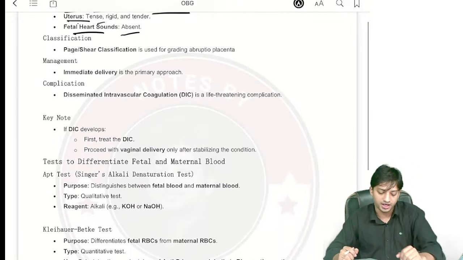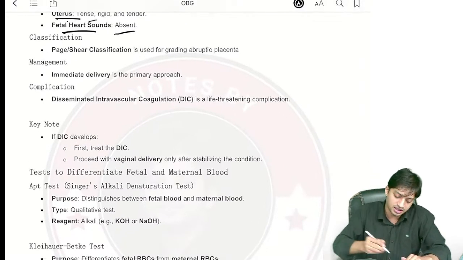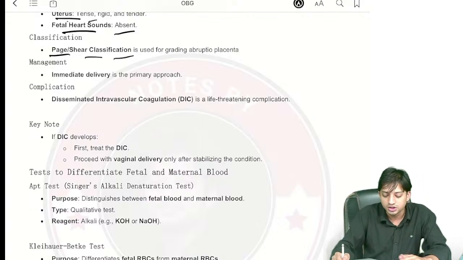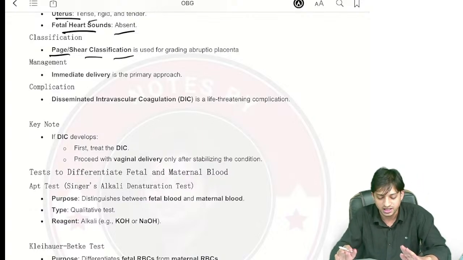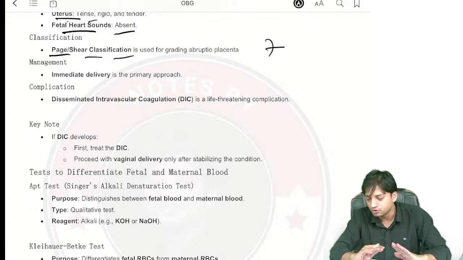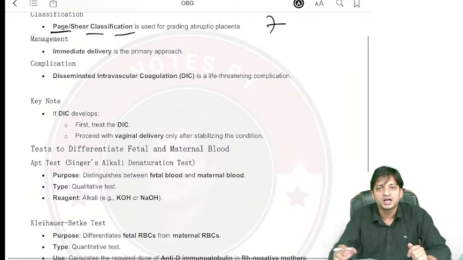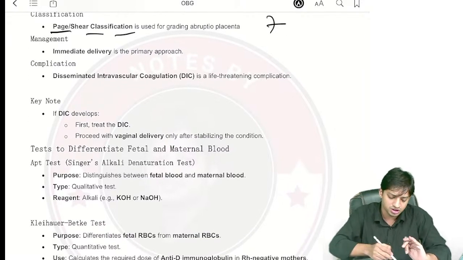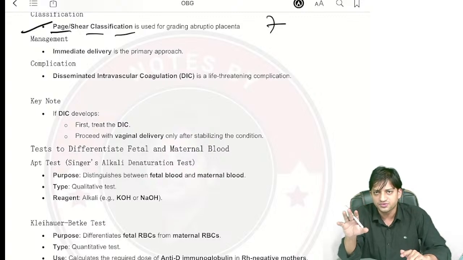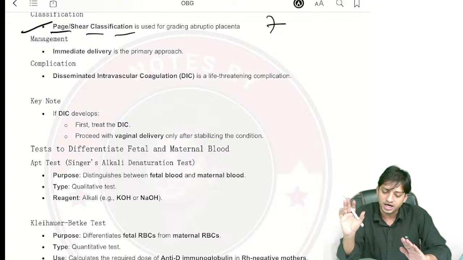Coming to the classification. The Page Shear classification is used for grading of abruptio placenta. We are not going into the detail of the Page Shear classification, it is not asked very frequently, we have just mentioned the name. Because in the worst case scenario, they will ask you just the name. They don't ask you the Page Shear classification in detail at the FMG level. So no need to revise and no need to get into that much detail.